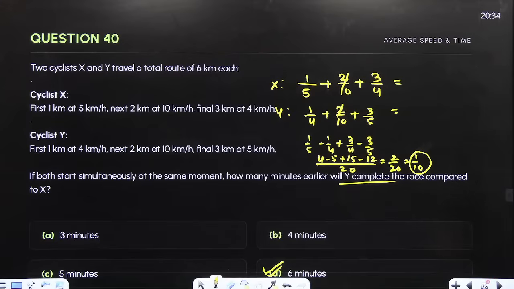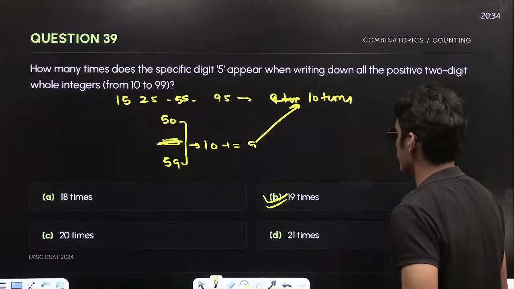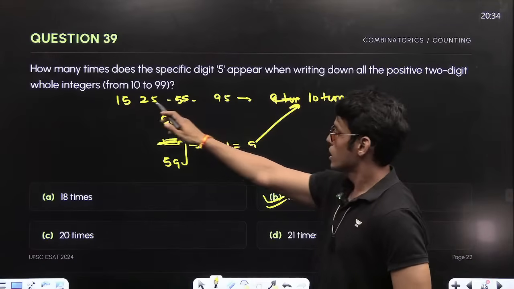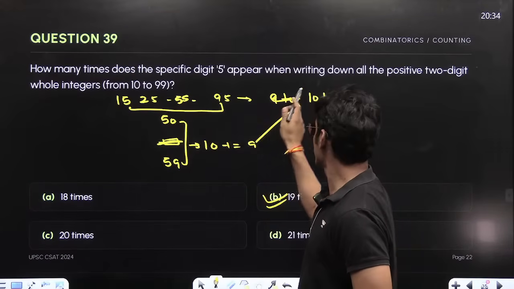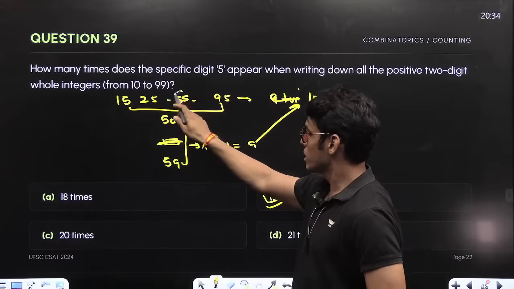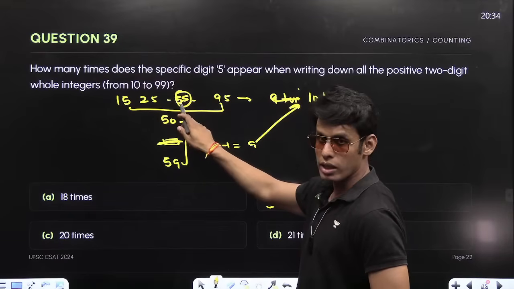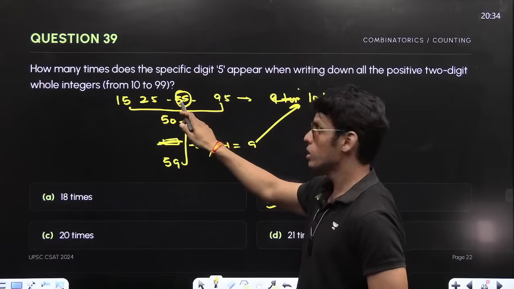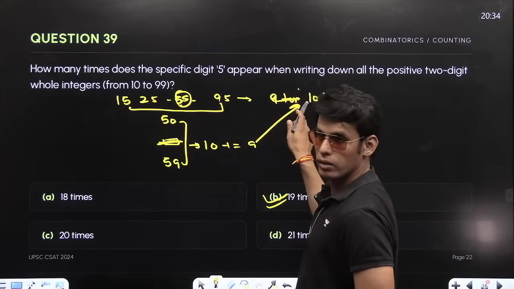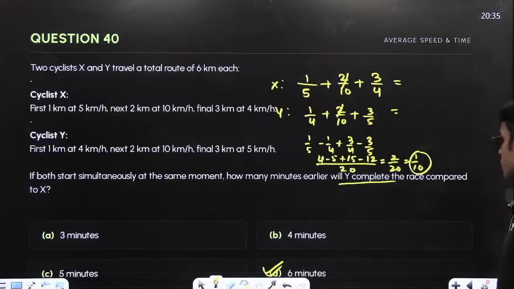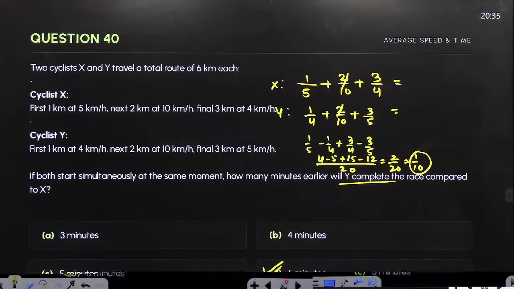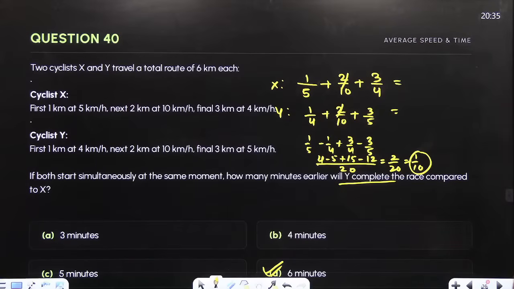No, I have counted twice. See, in 55, I have counted twice, right? First of all, I added these numbers. So these were 9 numbers, right? And then since I counted 5 only once here, because I was counting just the number of numbers, I added 1 extra here, right? So that is how it became 10. So 6 minutes is the correct answer of problem number 40, right? So Y finishes 6 minutes earlier.